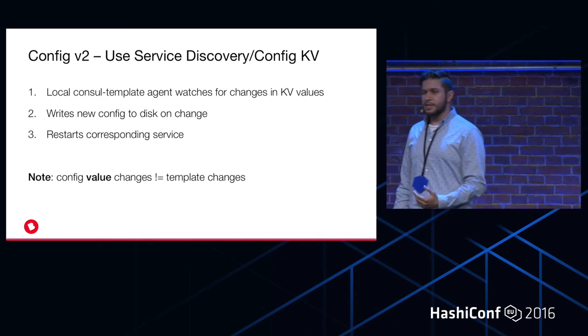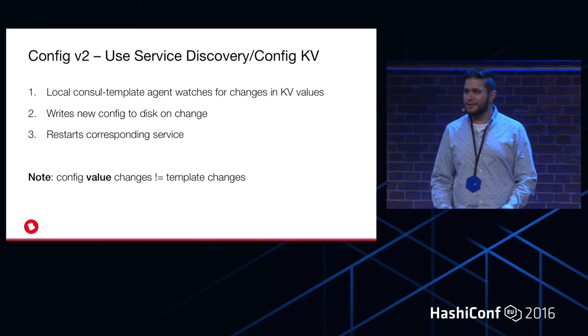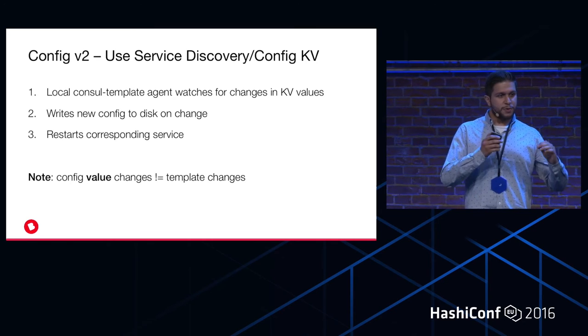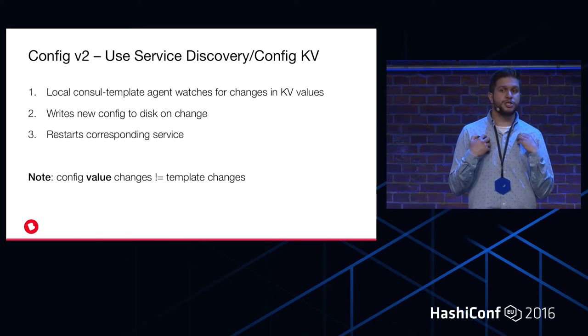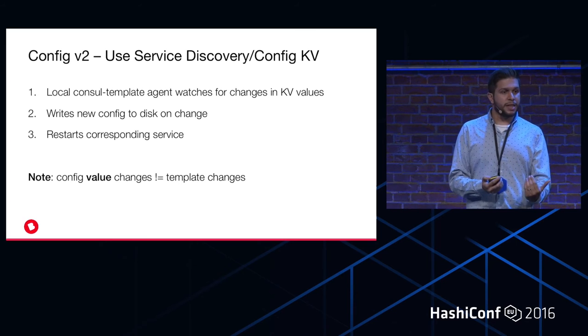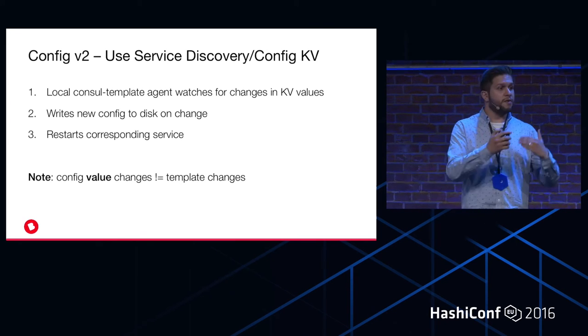Some of you might be thinking, this doesn't really fit with immutable architecture. What the hell are you talking about? But the way I would say this is, if you were to change a value during runtime, you're not fundamentally changing the actual template file itself. If I was to introduce a new config value, then I have to change the template, and that requires baking an entire new image. And that's a version bump.